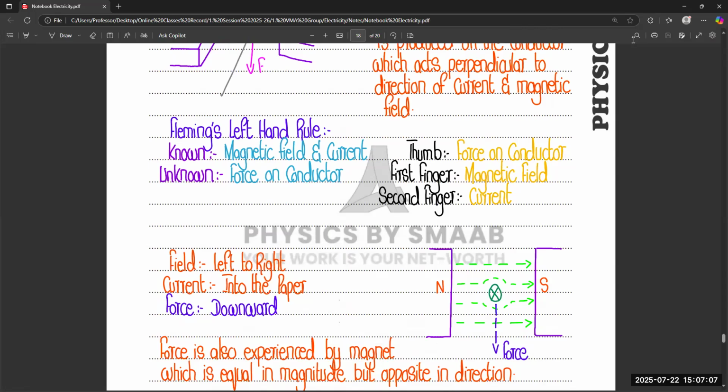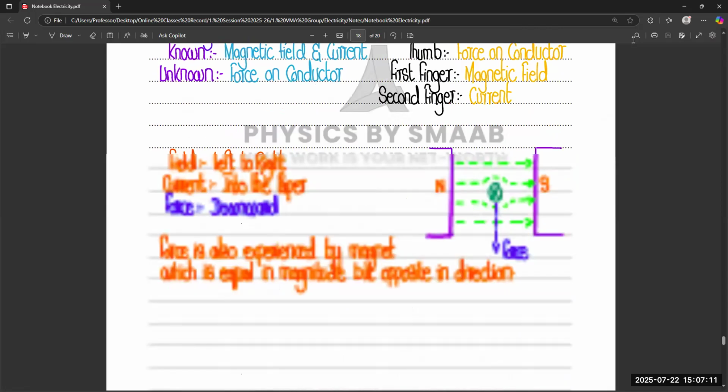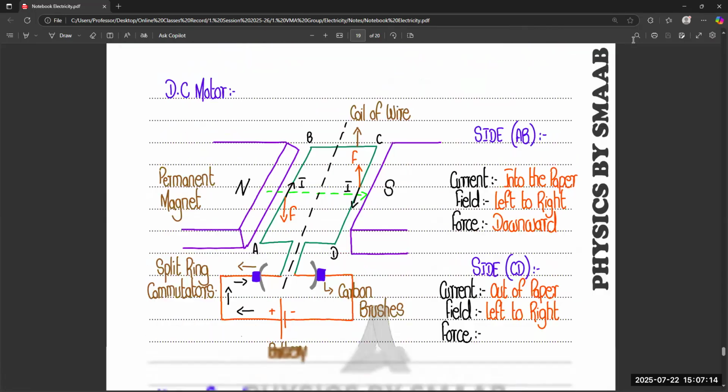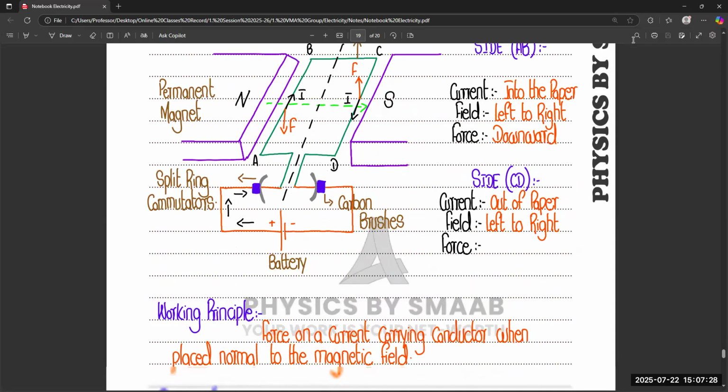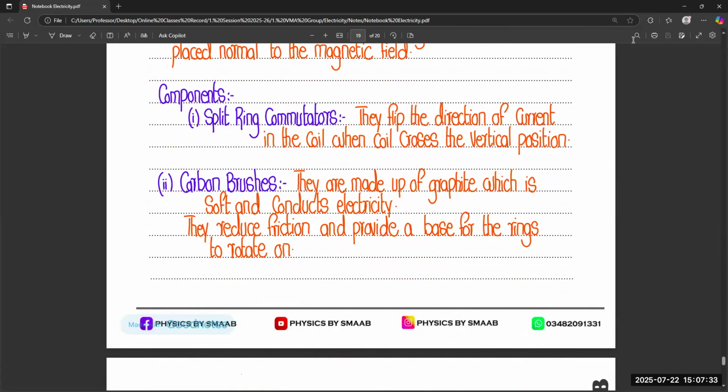And the basic purpose, or the principle on which the DC motor works, is the principle of a current carrying conductor in a uniform magnetic field. And we also mentioned the components used in a DC motor. Permanent magnet and coil are very basic components for us. We already know about them. The components like carbon brushes and split ring commutators are new, the type of components that we study for the first time in electromagnetism.